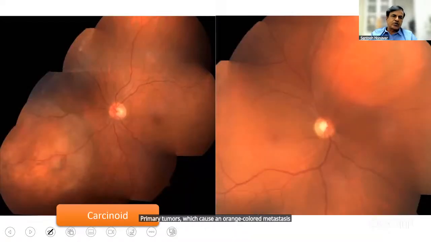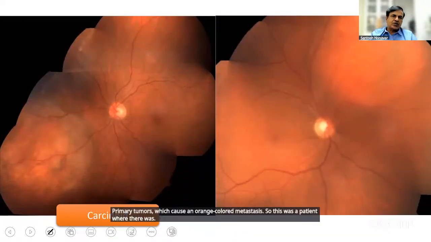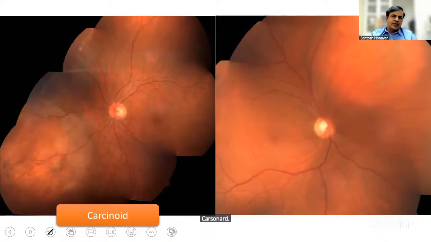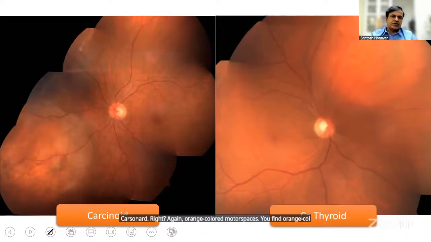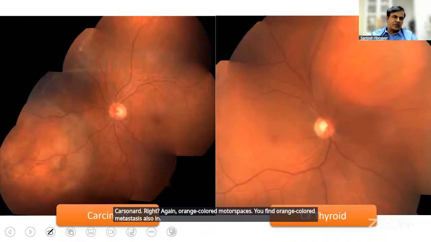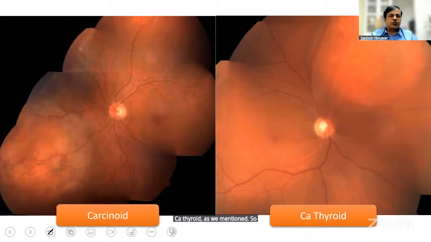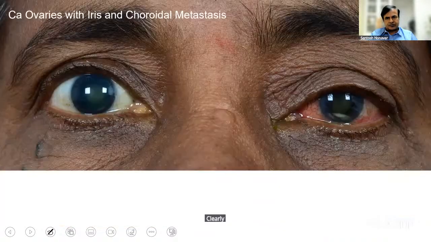So this was a patient where there was carcinoid, right? Again, orange colored metastasis. You find orange colored metastasis also in CA thyroid, as we mentioned. So orange colored metastasis would direct you to the primary tumor, clearly.